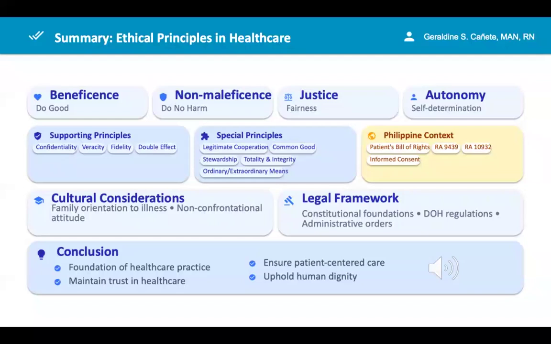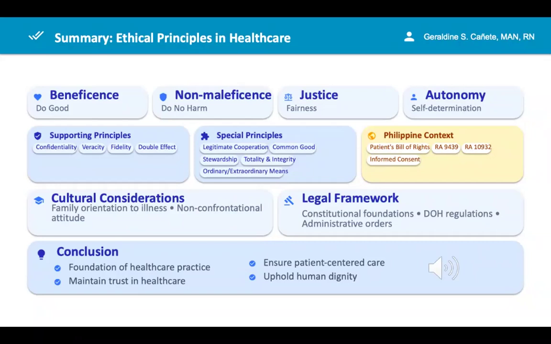Justice challenges us to be fair. In resource limited settings like the Philippines, justice becomes very real. Who receives attention first? Who has access? Justice reminds us that healthcare is not just personal, it is actually societal.